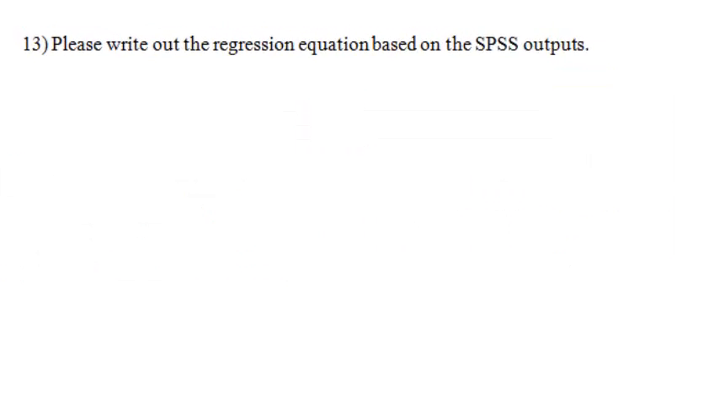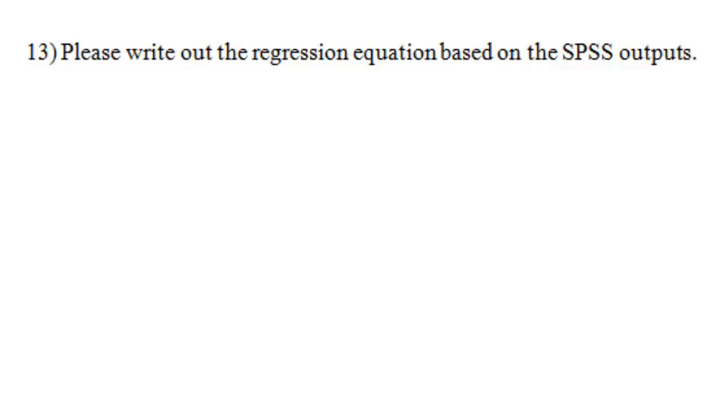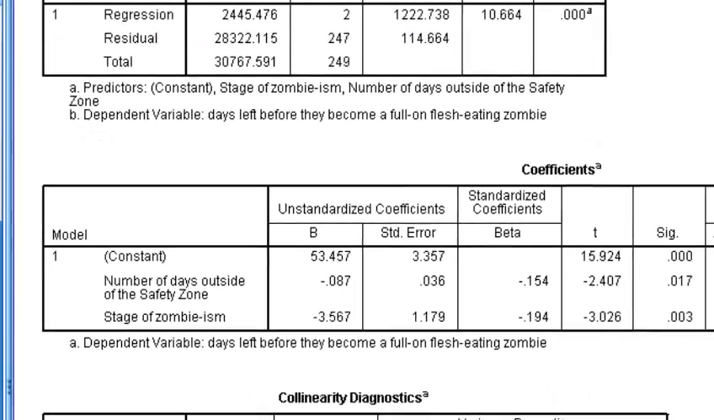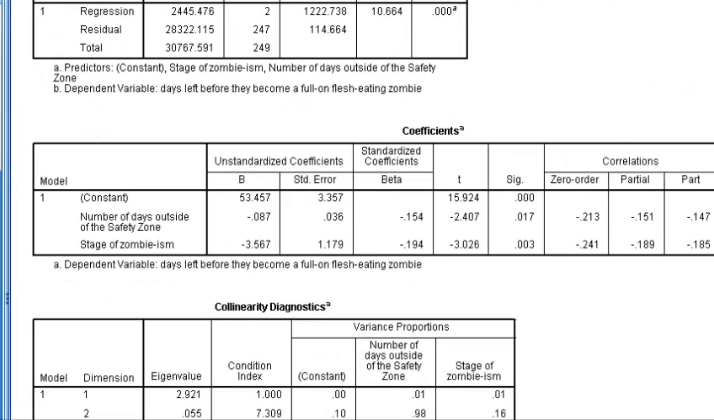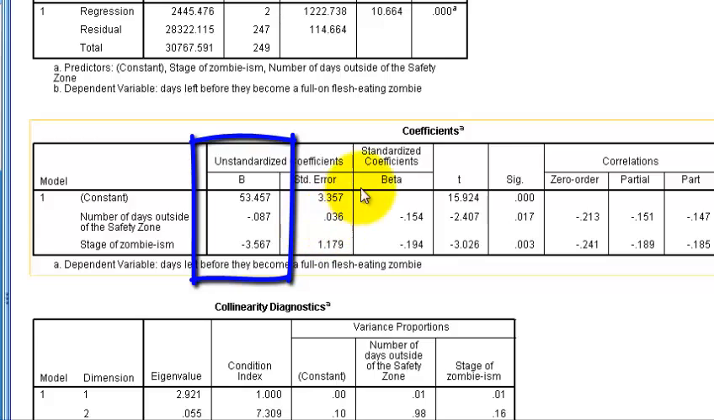Finally, last question. We're going to write out the regression equation based on the SPSS outputs. So let's go back to SPSS and we're going to use the coefficients table again. And remember, when writing a regression equation, you use the unstandardized coefficients, also known as the B-weights. So you're not going to use the standardized ones, use unstandardized coefficients.